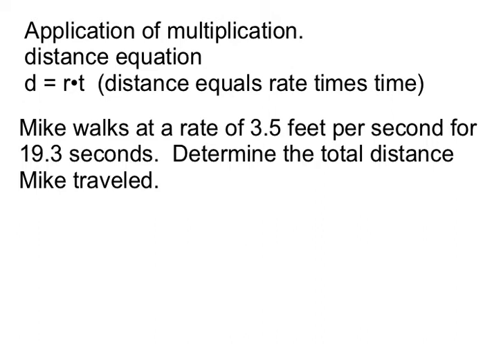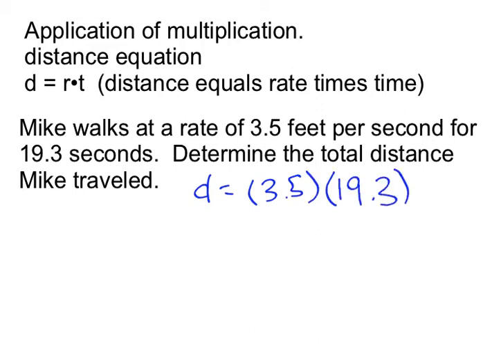Let's do an example. Mike walks at a rate of 3.5 feet per second for 19.3 seconds. Determine the total distance traveled. Since distance equals rate times time, the rate is 3.5. The time is 19.3 seconds. We are just going to multiply those two numbers. So 19.3 times 3.5, and we will get a positive answer.